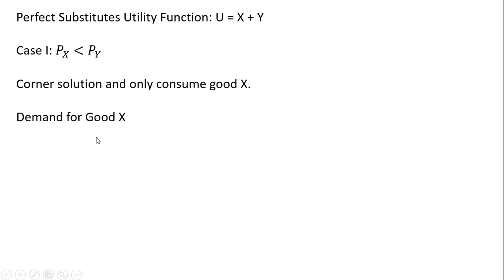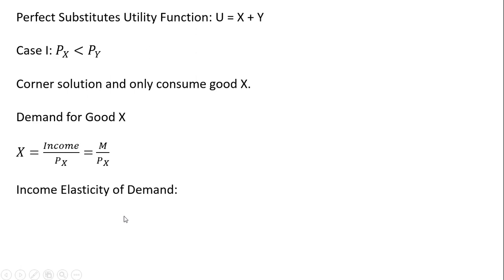So first we get the demand for good X. The number of units of good X that the consumer will buy will be the consumer's income divided by the price of good X, and I'll let M equal the consumer's income. So this will be the number of units that the consumer can buy. And this will also be the demand for good X, just simply income divided by the price of good X.